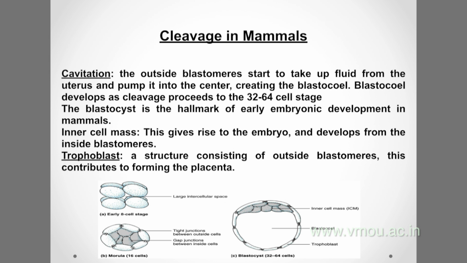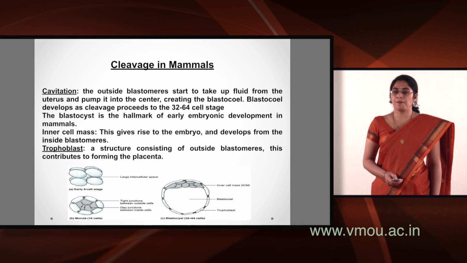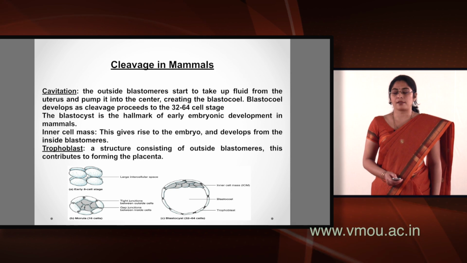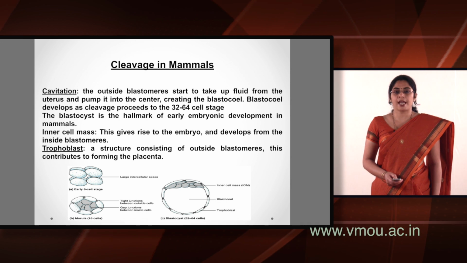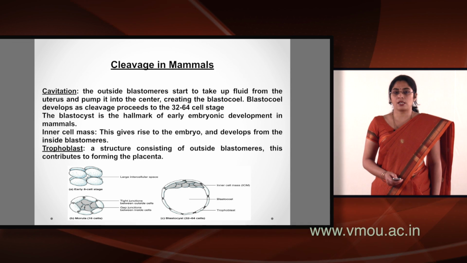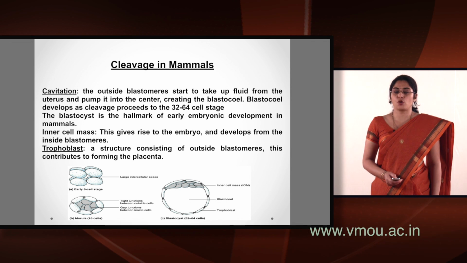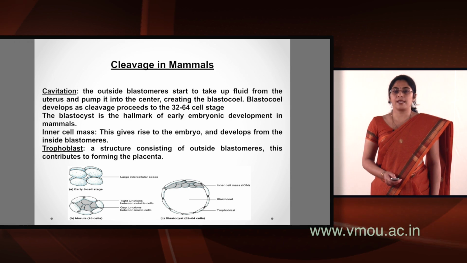The blastocyst is the hallmark of early embryonic development in mammals. Inner cell mass. This gives rise to the embryo and develops from the inside blastomeres. Trophoblast. A structure consisting of outside blastomeres. This contributes to forming the placenta.